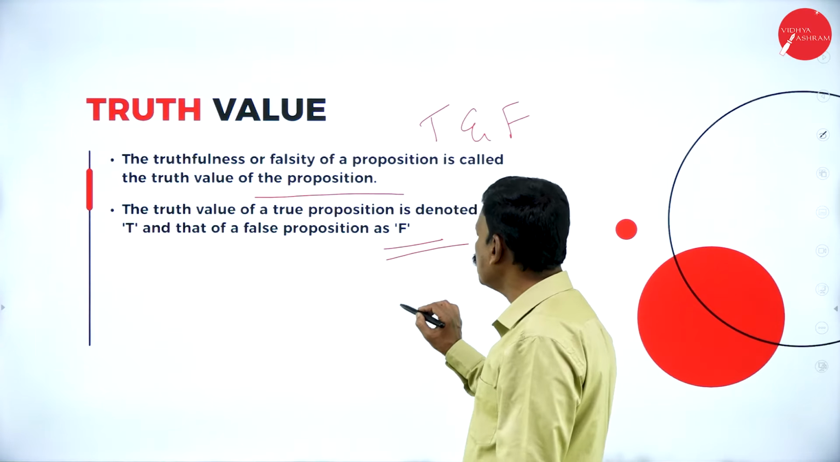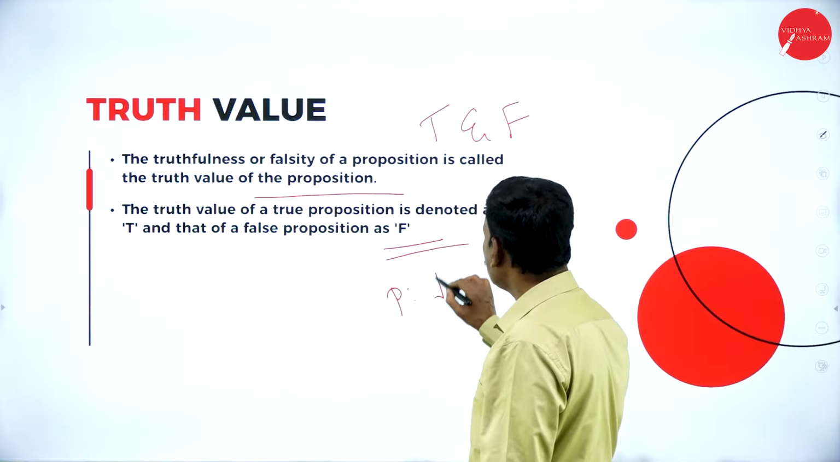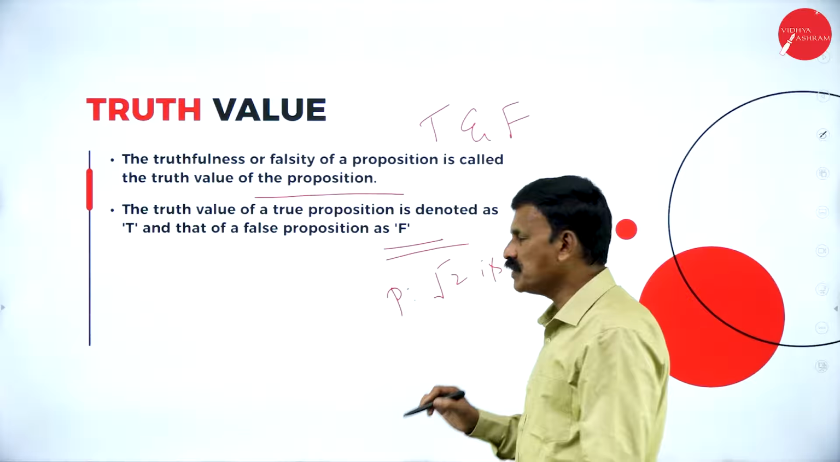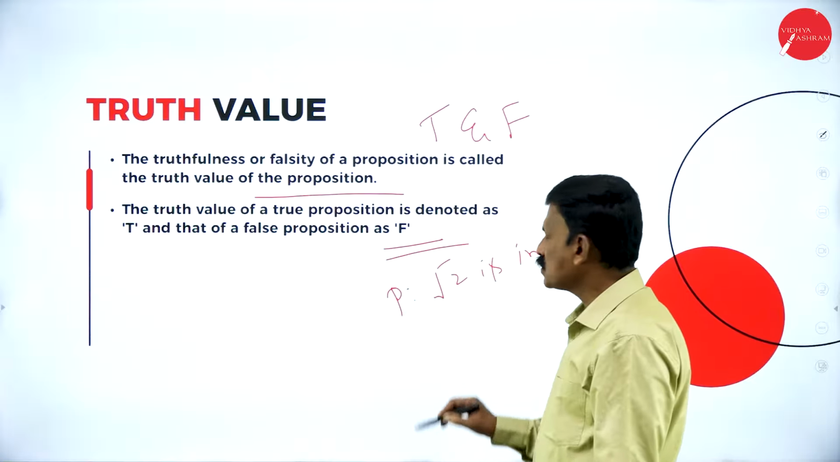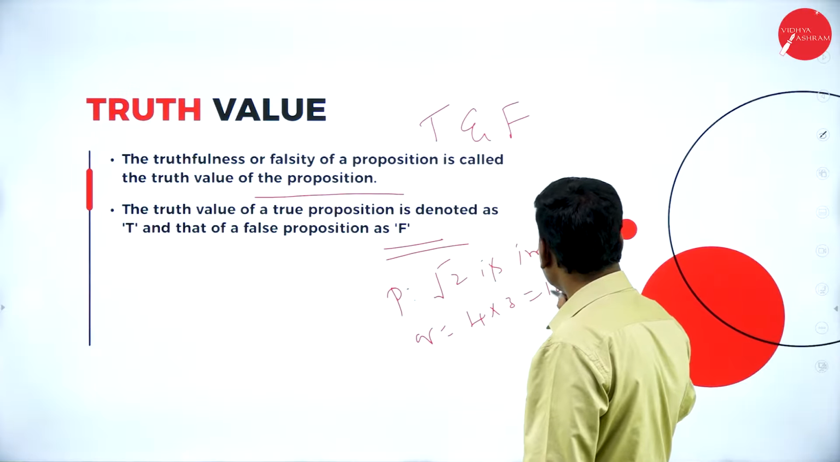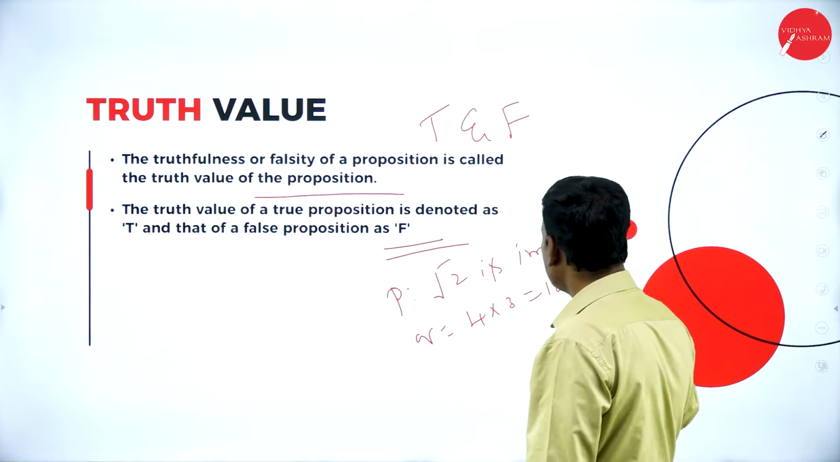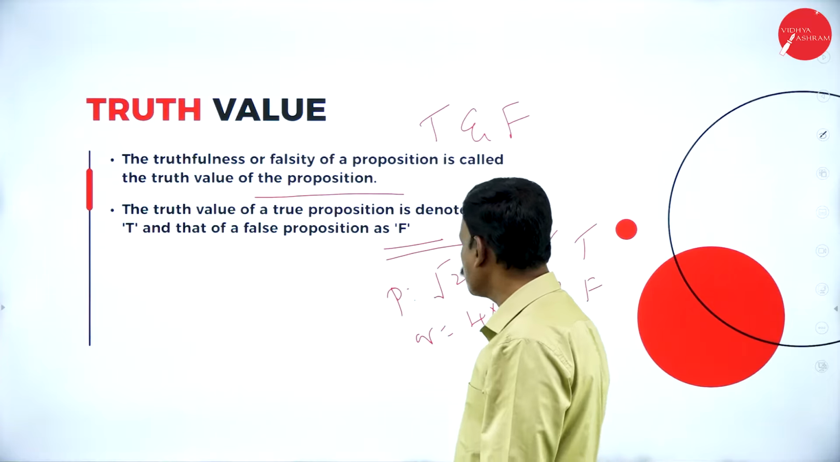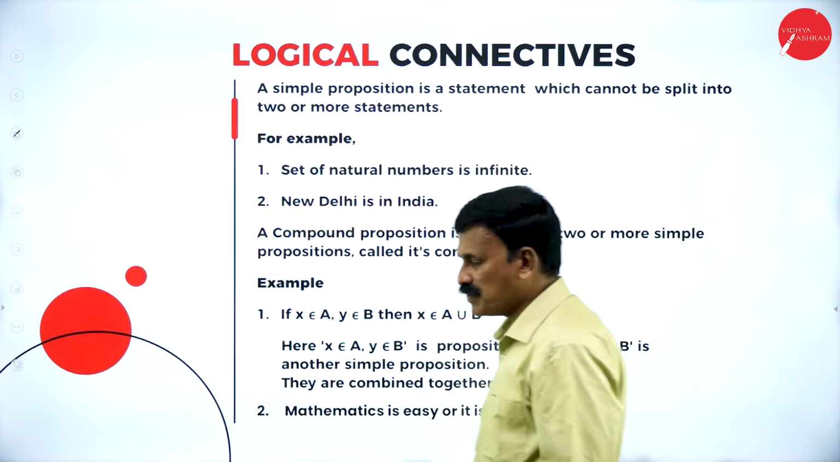Say, for example, let us take P: root 2 is irrational. So, if it is true, we are going to call it T. Q: 4 into 3 is equal to 10. So, this is false. We are going to call it F. So, T and F are called the truth values. Right. Now, let us take a few examples.